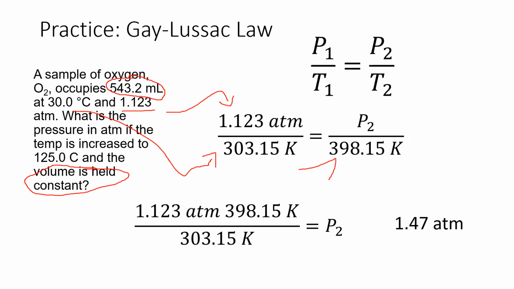They're going to cancel again. Why did that not cancel for me? Go cancel that. This cancels this. So see, your K's cancel again, leaving atmospheres as my units. So 1.47 atmospheres. All right, so why is this one 3.6?